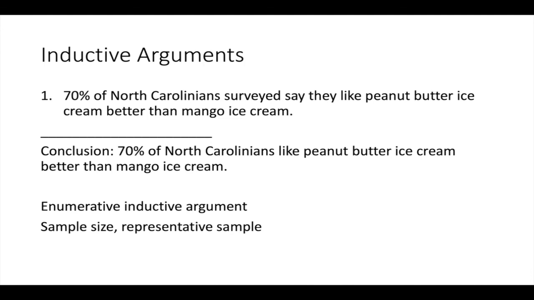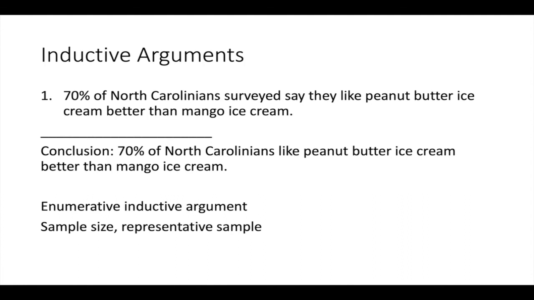But if we survey 20,000 people about ice cream, for example, then we have a better sample. We have a stronger argument, because if the premise is true that the results of our survey were what we say they are, then there's going to be a good chance, a higher probability that the conclusion follows, that we can extend this information to make a generalization about all North Carolinians.